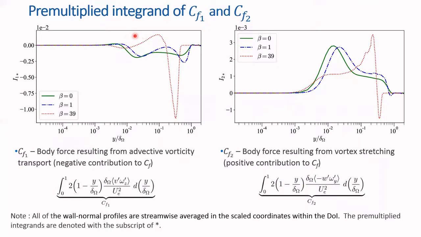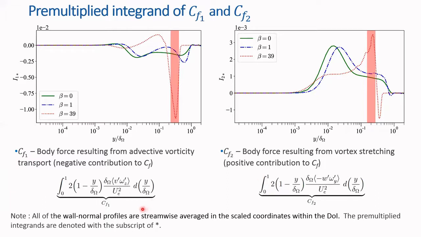So now moving on, let's look into the pre-multiplied integrand of the first term CF1 and CF2. We saw that the advective vorticity transport term gives negative contribution for all the pressure gradient cases. So the 0 pressure gradient case has an inner peak, which reduces with increasing pressure gradient, and the outer peak continues to grow. And the dominant negative contribution comes from the dominant outer peak in the strong adverse pressure gradient case. Similarly, the dominant positive contribution in the vortex stretching term comes from the dominant outer peak in the strong APG case.